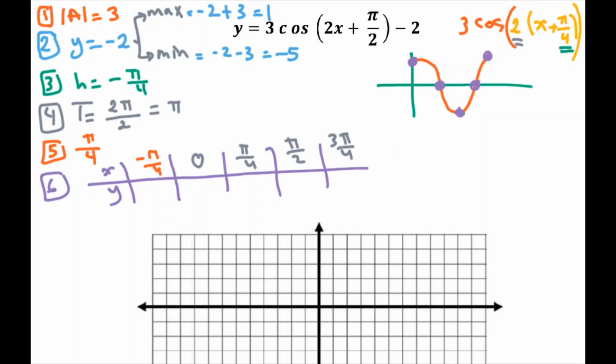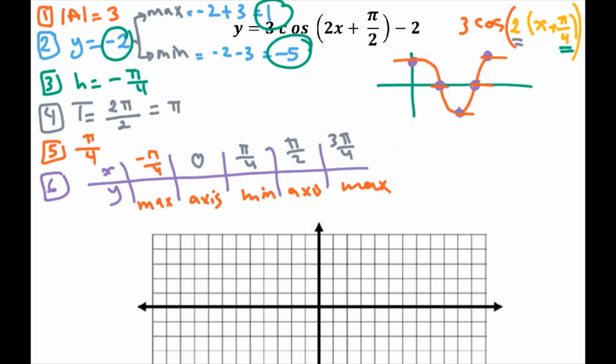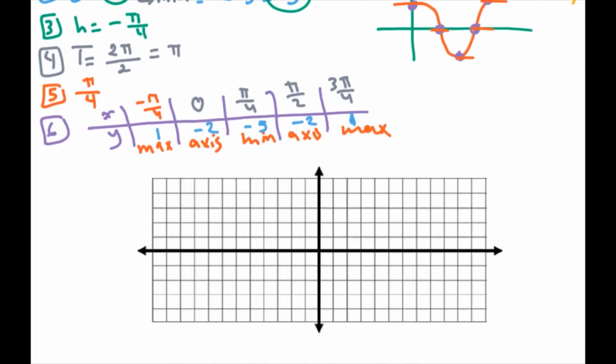That's the pattern. So the pattern again: max, axis, minimum, axis, and max. One more time, max, axis, minimum, axis, and max. And now we are choosing between these points here, guys. So let's try. Axis is negative 2, max is 1, and we are ending it with max as well. Then axis negative 2, and minimum is negative 5. That's my pattern. We are going to use it to draw here.